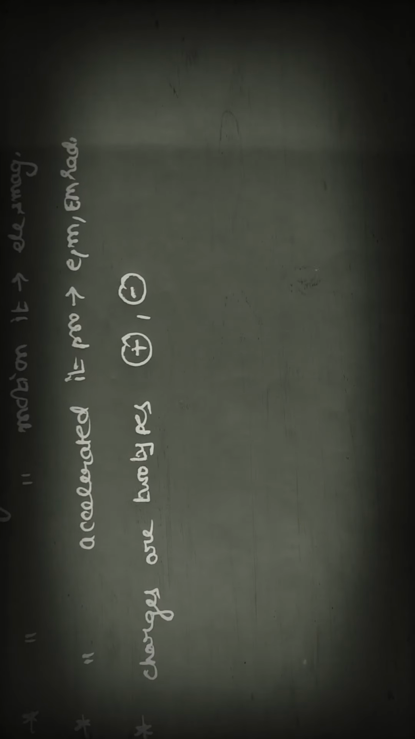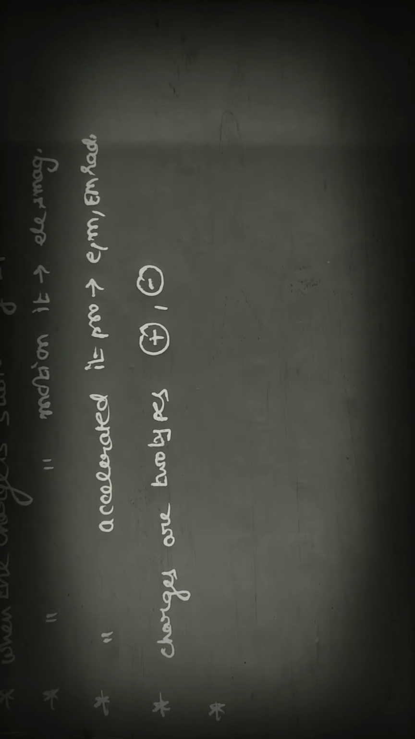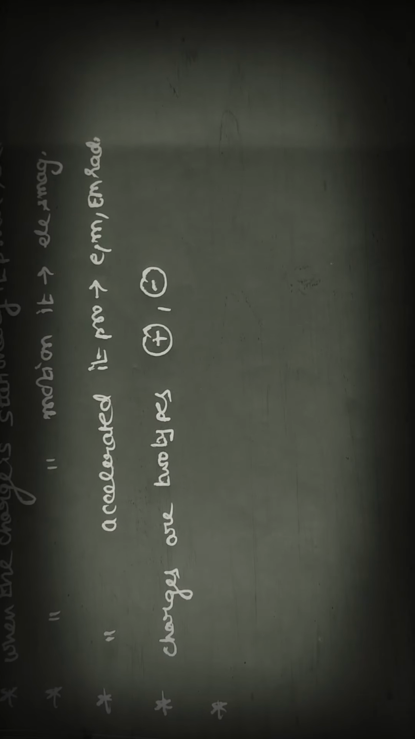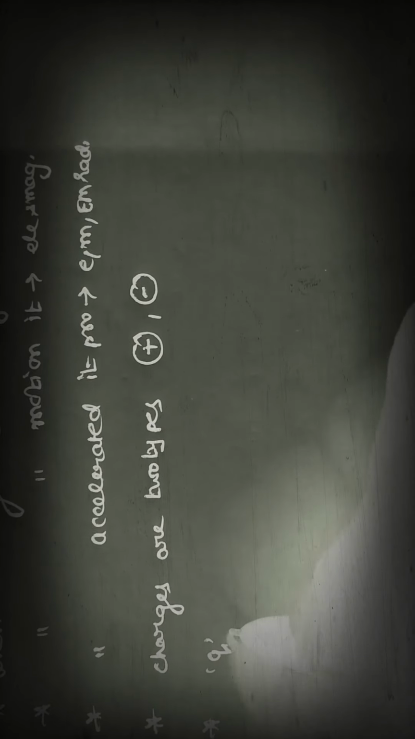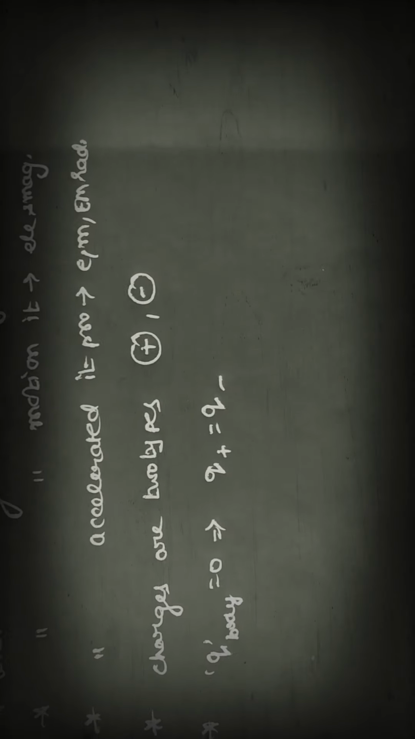Next, how many types of charges are present? The charges are of two types. One is called positive, another one is called negative. For any body, the total charge becomes 0. That means if the charge is indicated by Q, the total charge on a body being equal to 0 means it contains an equal number of positive charges and negative charges.